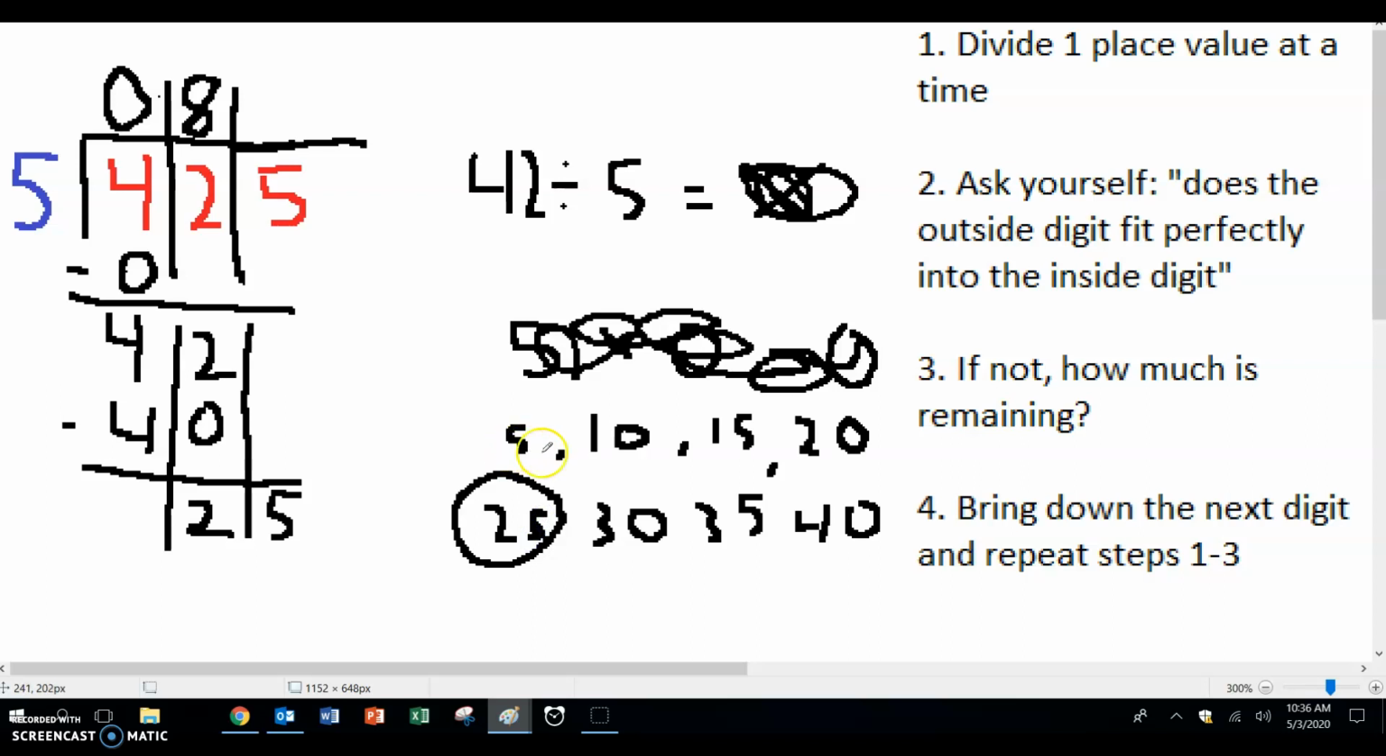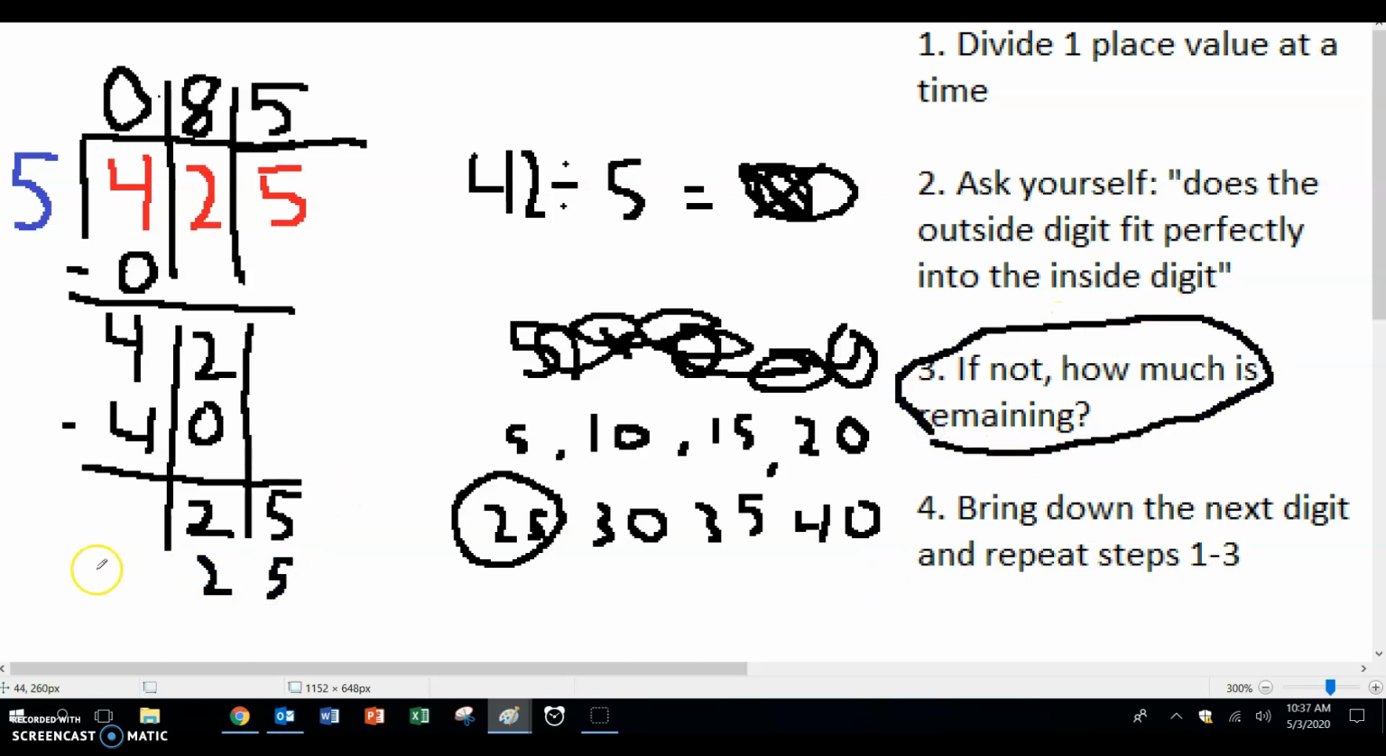How many groups, though? Let's see. 1, 2, 3, 4, 5. In other words, 5 groups of 5 makes 25, which means we do not have anything remaining. 25 minus 25 equals 0. Now, here's our problem. 425, the dividend, divided by 5, the divisor, gives us an answer of 85.